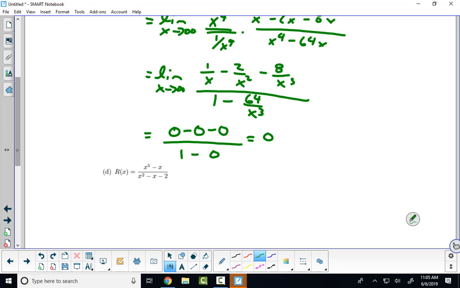So what did we just show? We have a horizontal asymptote where? Yeah, how do we want to write it though? Y equals 0. At y equals 0. They're horizontal, so they're y equals. Right? Okay.